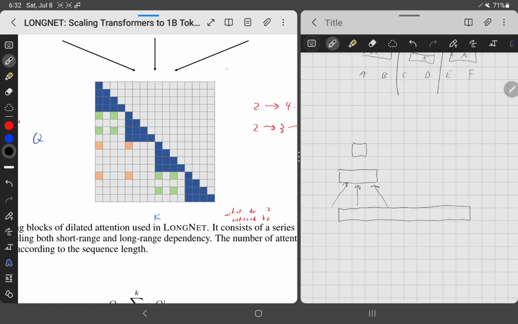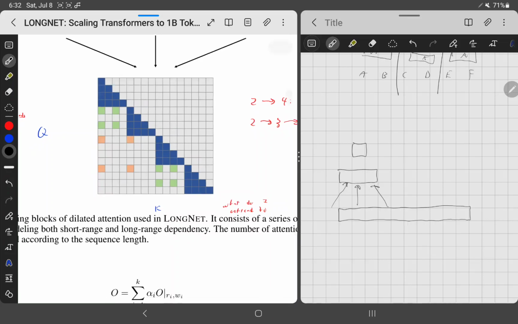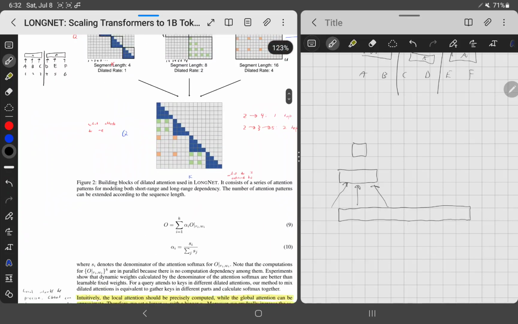So you don't do the entire n-squared computation and then mask it. You specifically do these computations here and these computations here independently from the rest. So you only do the little computations as opposed to the whole n-squared computations, and that's what makes it sub-quadratic. So it's a very, very nice way of doing it.